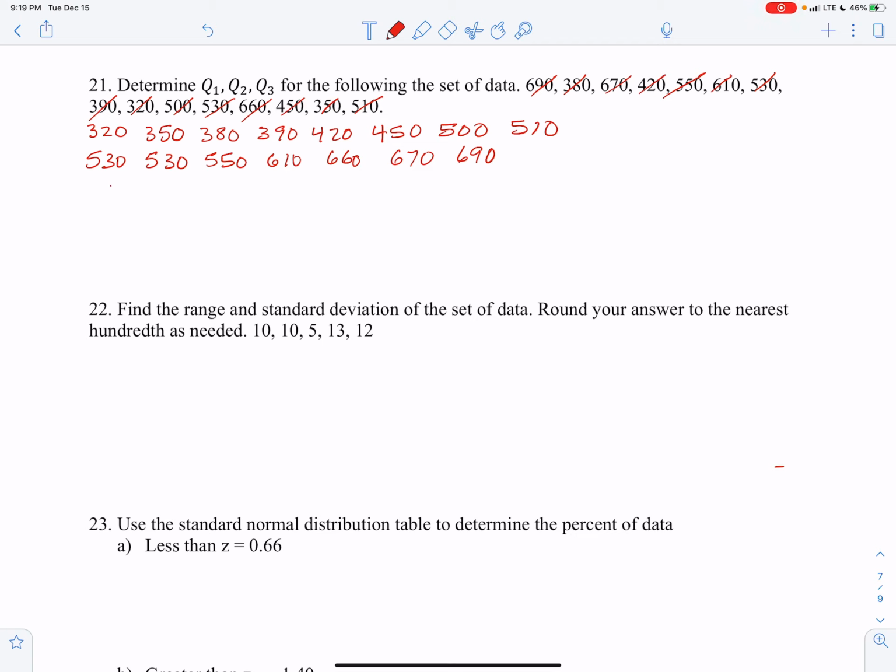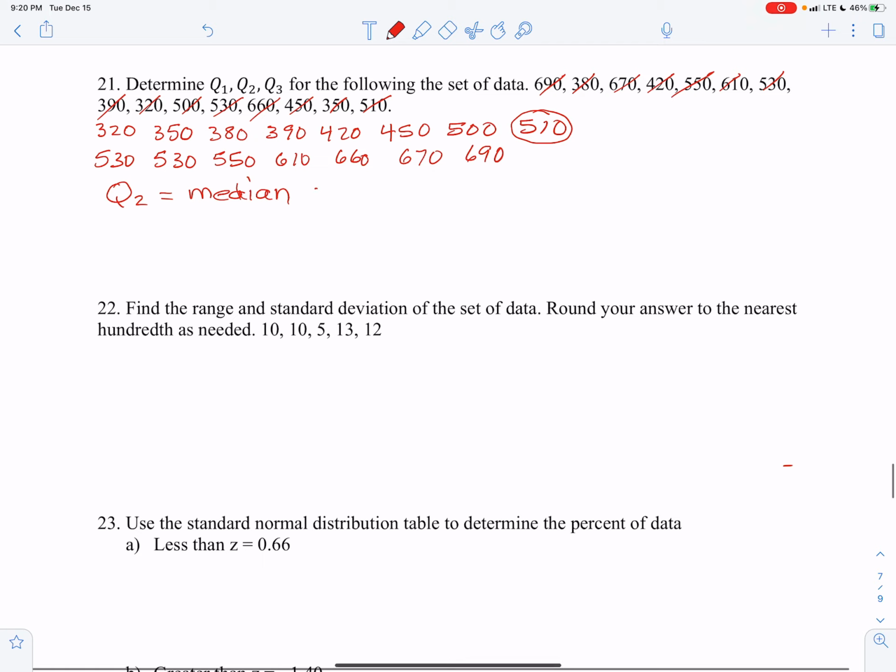The first thing I want to do is to find quartile 2, which is the same thing as the median. So remember, the median is the middle value of an ordered set of data, or the average of the middle two values. Since there's 15 data items, that's an odd number. There's going to be one value that falls in the middle. So there'll be 7 values below it and 7 values above it. So the median, the middle value is 510.